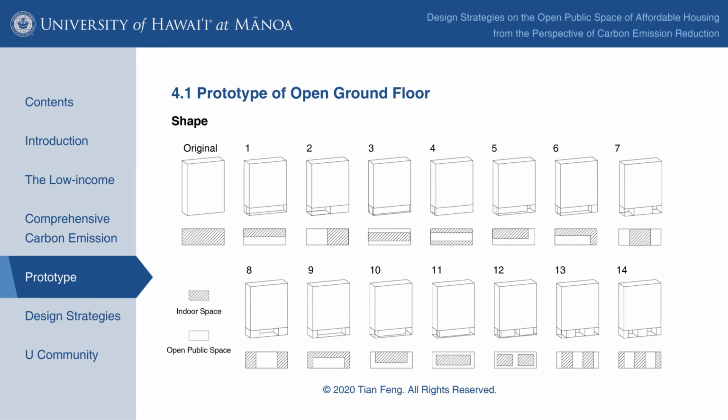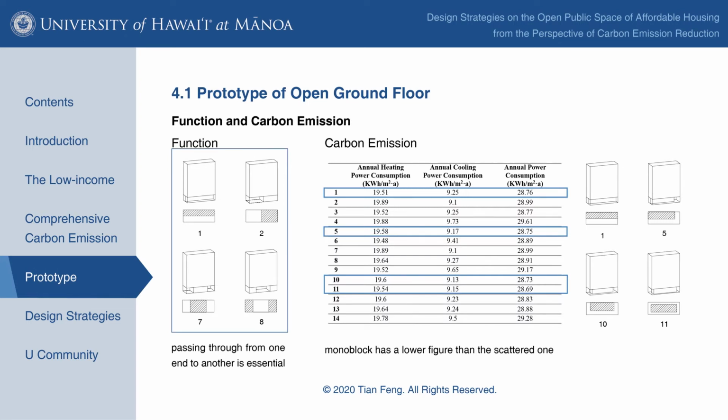These are the 14 prototypes of the open ground floor. For carbon emission, monoblock has better emission reduction potential. For function, a design that can pass through from one end to another is essential. Therefore, putting a whole block in the middle with corridors around, or putting it to one end, are both excellent choices.